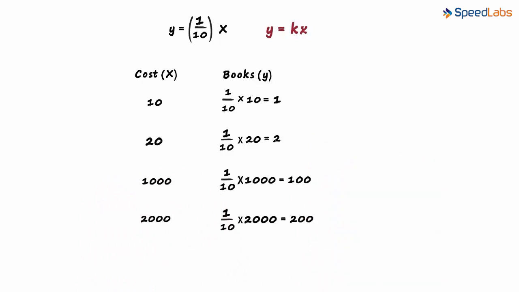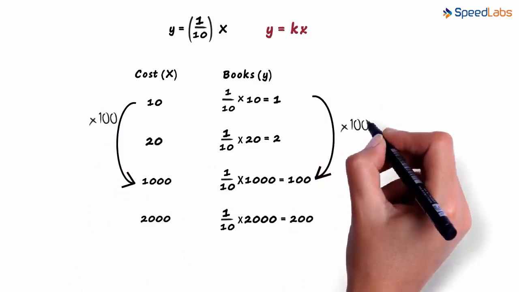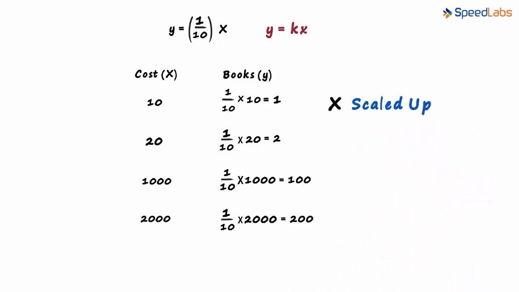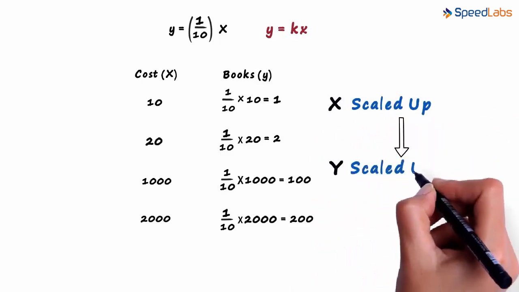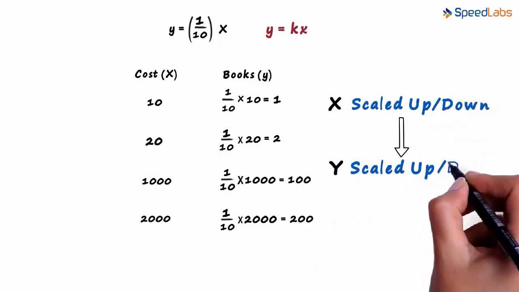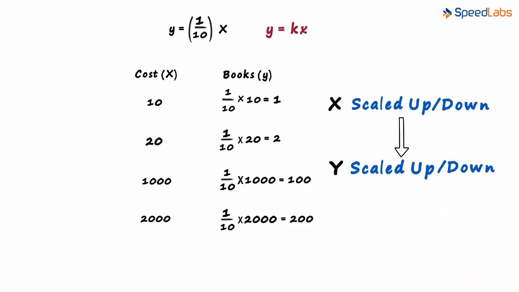This will hold true in any and every case. If we take the first and the third scenarios, when we multiply the cost by 100, the number of books also is multiplied by 100. This is the most important concept in direct variation. When x is scaled up by a factor, y is also scaled up by the same factor. If x is scaled down by a factor, then y is also scaled down by the same factor. If this is scaled down by 2, this will also be scaled down by 2.